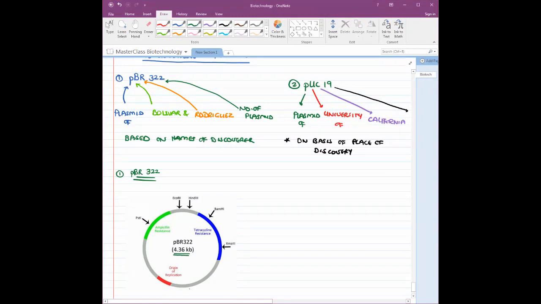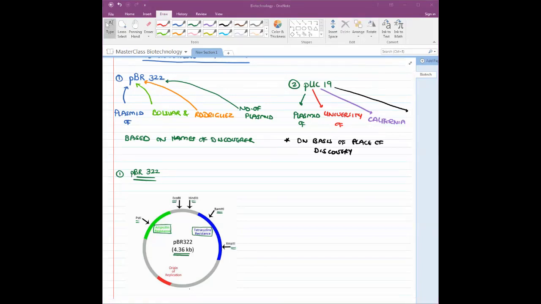What is this going to show you? It shows a few genes for antibiotic resistance: ampicillin resistance and tetracycline resistance. These are antibiotics. The first and foremost important thing is the origin of replication, because this has to be there. It also shows various restriction sites: PstI, EcoRI, HindIII, BamHI, and XmoI. This is how it is going to be.